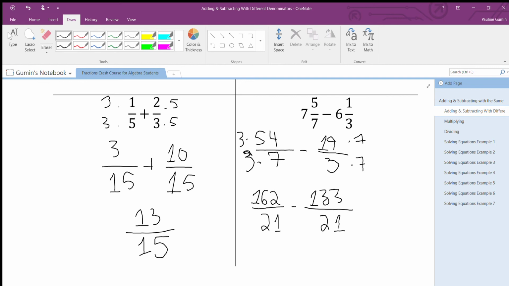Okay, so we have a common denominator of 21. Perfect. And let's do subtraction. 162 minus 133 is 29. See, that was fine. Let's turn this one into a mixed number, just in case your teacher does require it. 21 goes into 29 once, with 8 left over. Okay. So addition and subtraction, I think, is as hard as fractions get in their basic operations. So let's move on to multiplying and dividing.